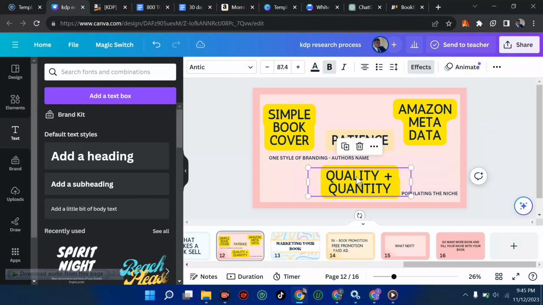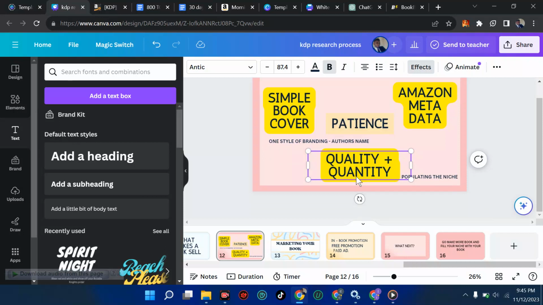Then quality plus quantity. Don't spend too much time making one book. Just divide them into segments. Make this one very fast, make high content. Tomorrow make low content. The other one, make medium content. Don't use 4 months to create one book. It might not sell or it might sell. It's your choice anyway. So now we've talked about that.